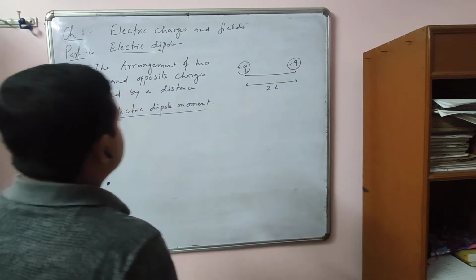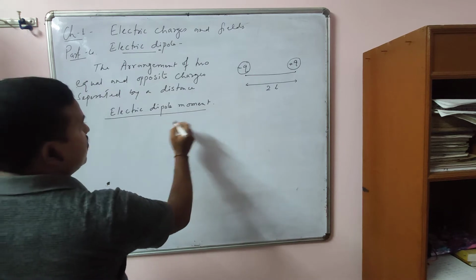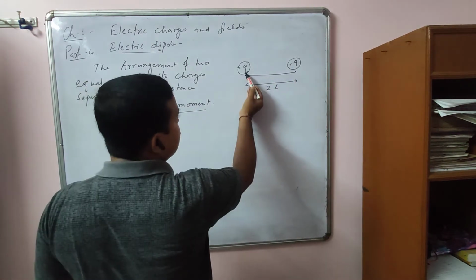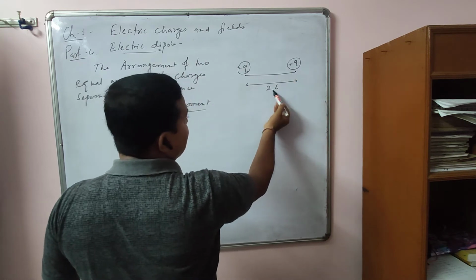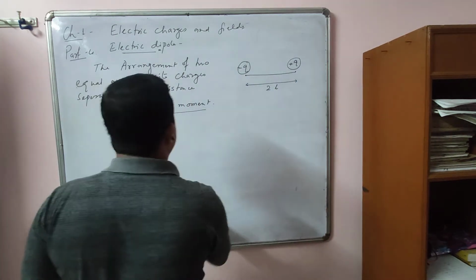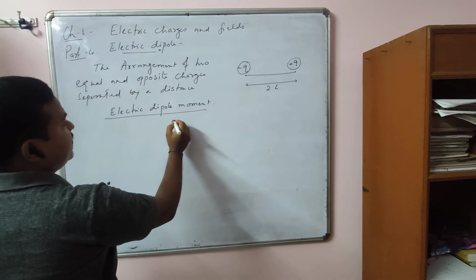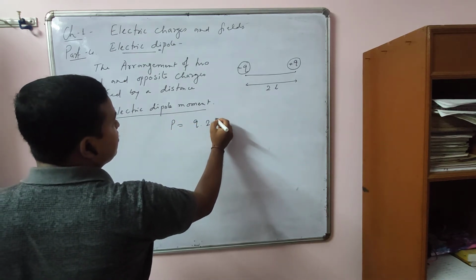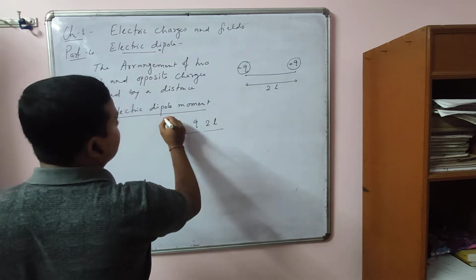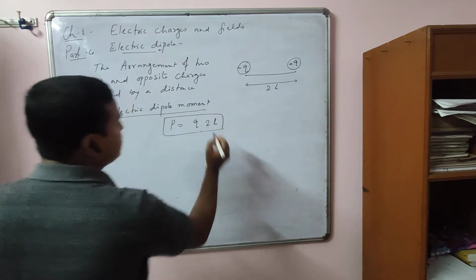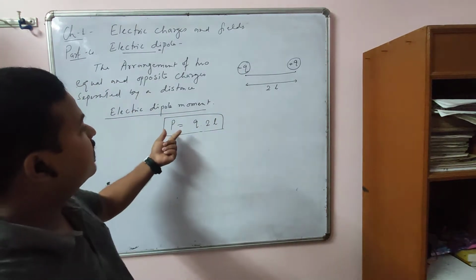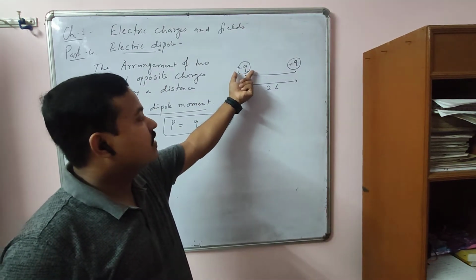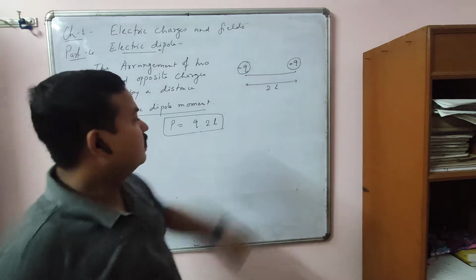Now what is dipole moment? It is the product of the magnitude of either of the charges and the length of the dipole. So this is called dipole moment. It is denoted by p. So it is equal to q into 2a. Okay. It is defined as the product of the magnitude of either of the charges and the length of the dipole.